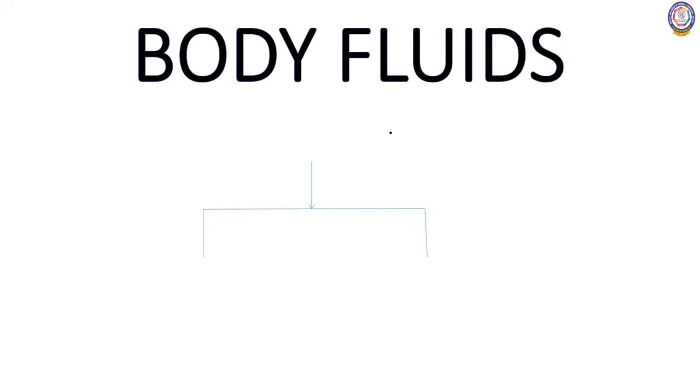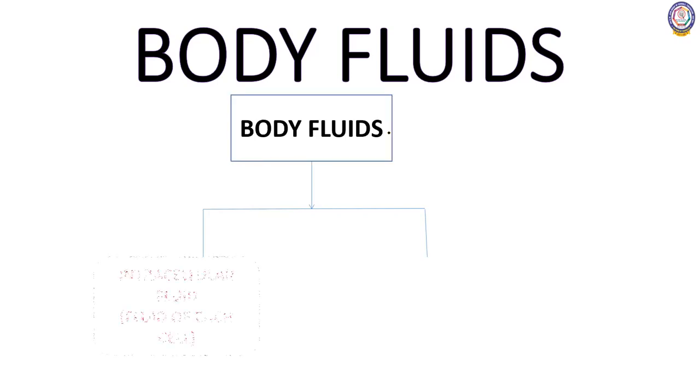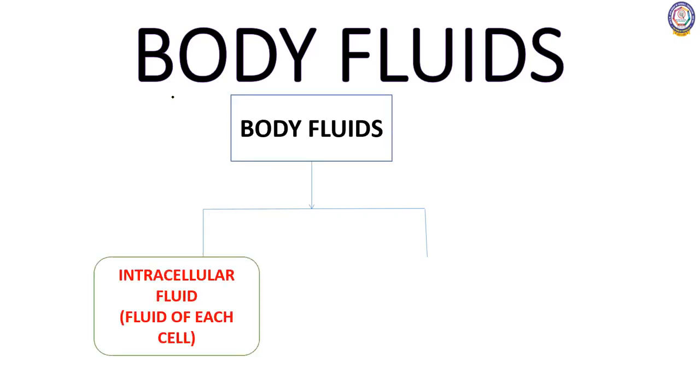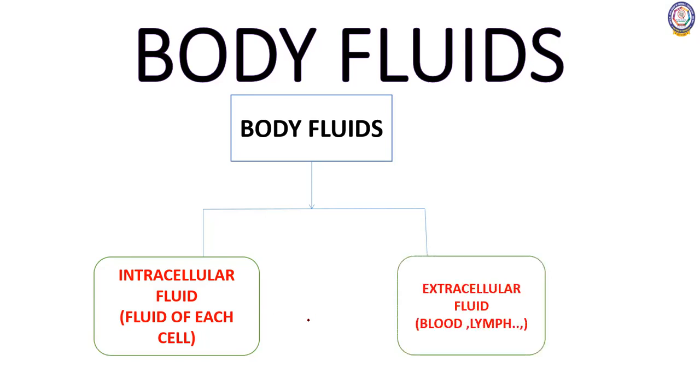Now this body fluid circulation, we are going to categorize into two, intracellular and extracellular. Here we are categorizing body fluid on the whole as intracellular and extracellular. One is intracellular, inside the cell, the fluid content. Another is outside, for example blood and lymph, and how they circulate in our body. So first we'll start with the blood.